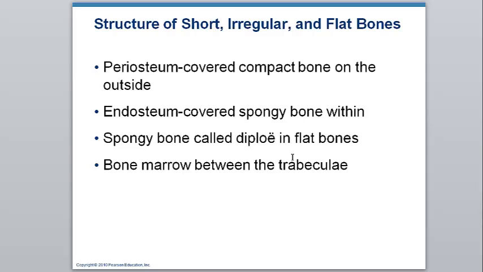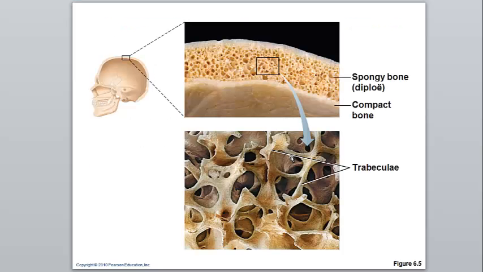They're going to have endosteum inside just like a long bone, except they have something else called diploë in flat bones. Okay, we're going to talk about that. And within the spongy bone, or honeycomb structure, you're going to have bone marrow, like I said. So what is this diploë that I mentioned?